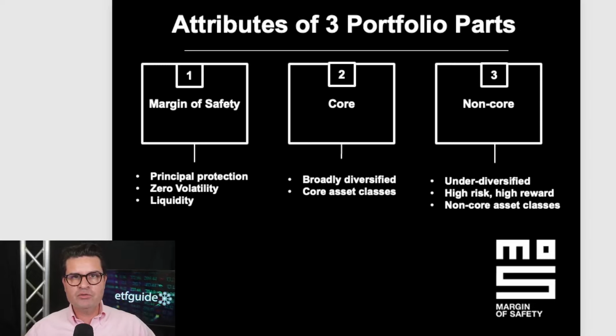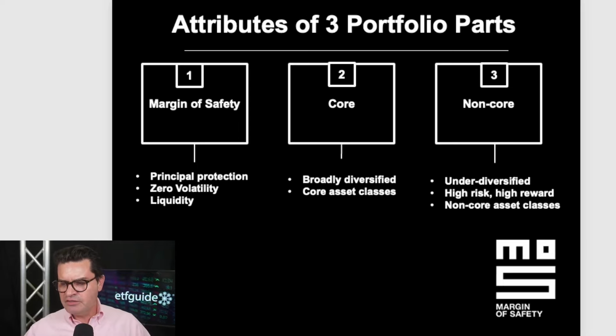Your non-core portfolio could be under-diversified. It could be high risk, high reward. It can invest in crazy things like cryptocurrencies, NFTs, leveraged ETFs, single stock ETFs, individual stocks, all these things. These are what we call non-core asset classes, baseball cards. So it's important, again, that you understand what type of investments go in which of these buckets.